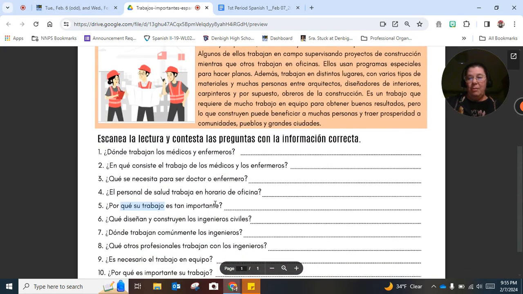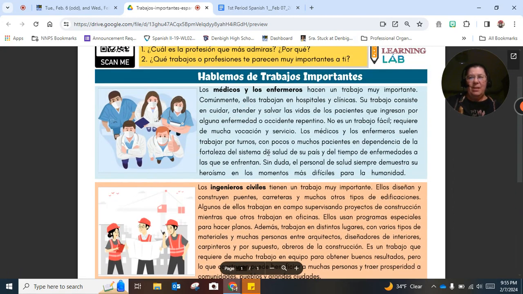Why is their job important? Well, it's kind of obvious. They're doctors, right? Well, how about this? Demuestra. If you don't know that one, how about heroísmo? Momentos difíciles. Humanidad. Heroism. Moments. Difficult. Humanity. A lot of people did come back up here and say, cuidar, atender y salvar vidas de pacientes.